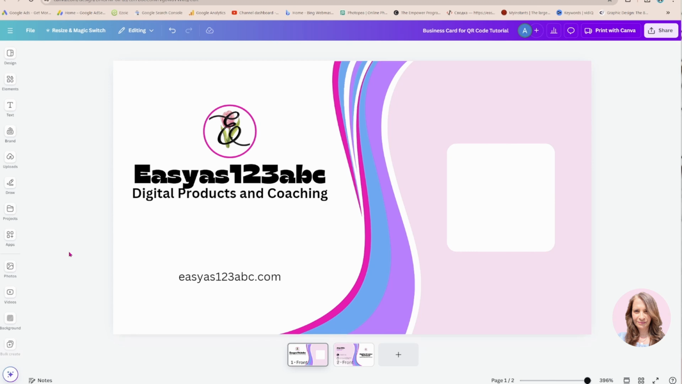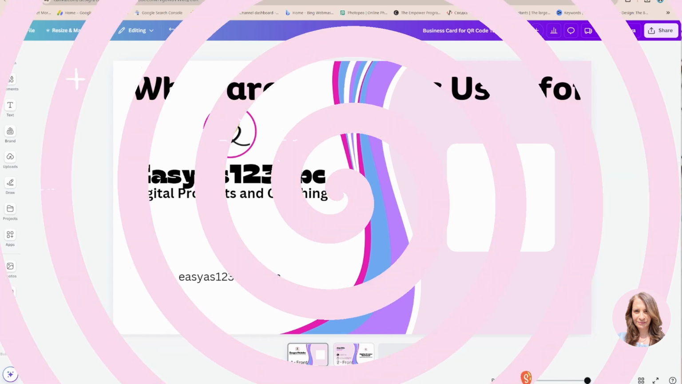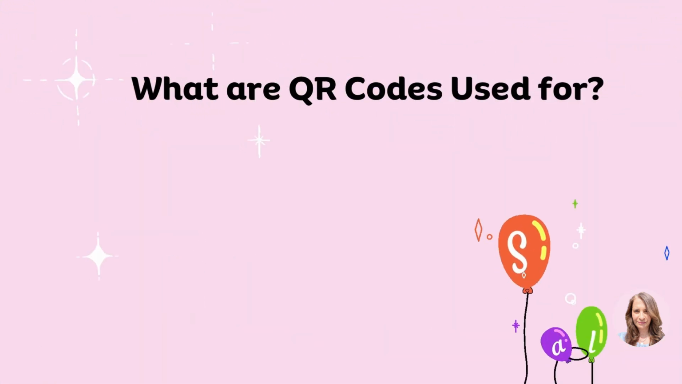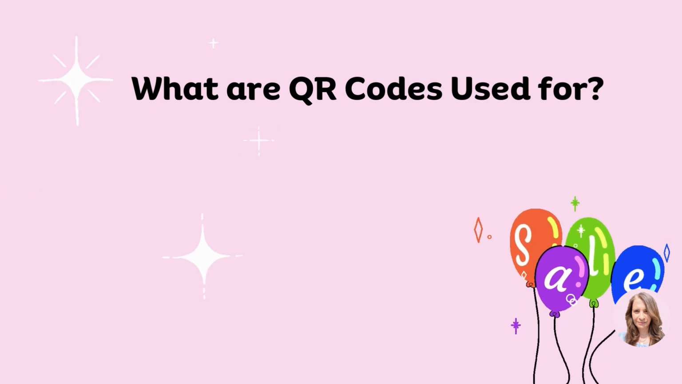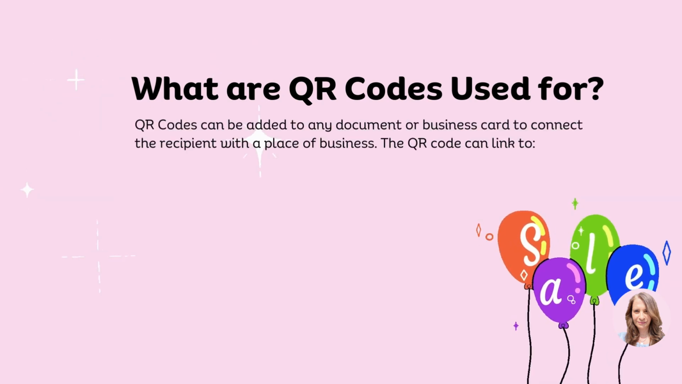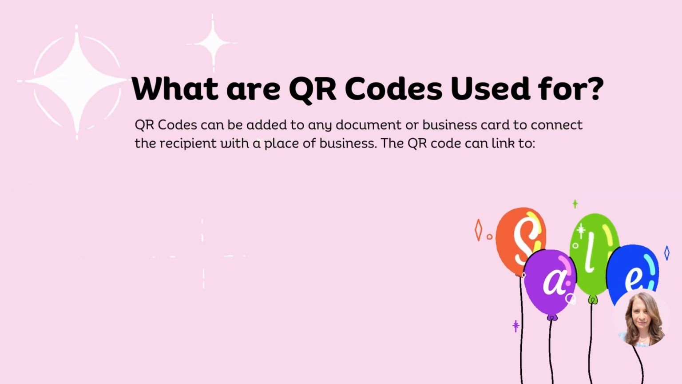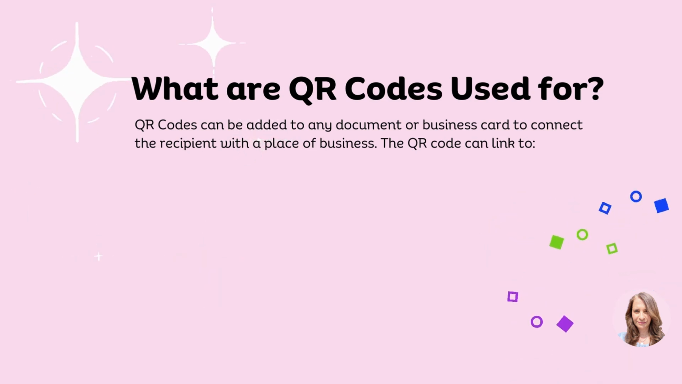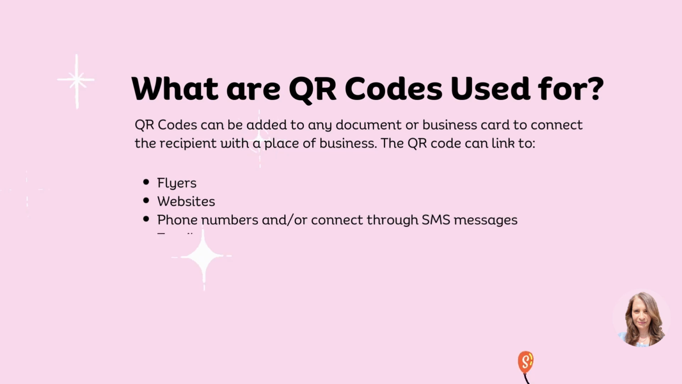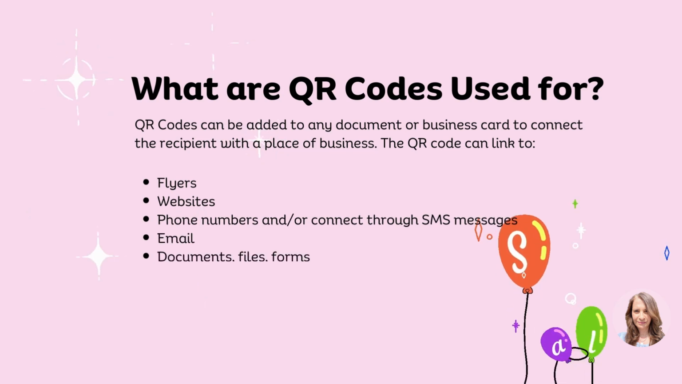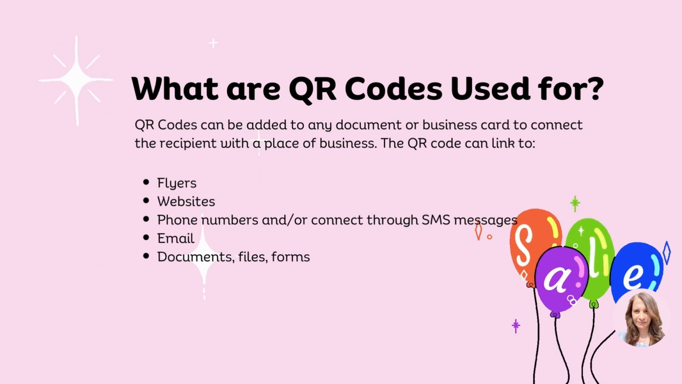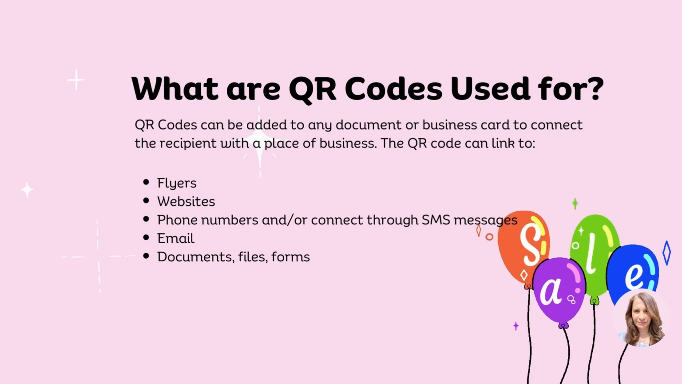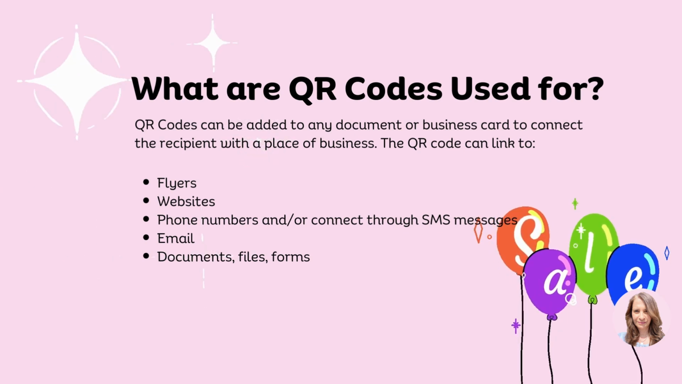So we can use QR codes to link to a flyer. You can use a QR code to link to a website. You can use a QR code to link to a phone number for SMS messaging. And you can also use a QR code to link to an email address. And I'm sure there are plenty of other things that we can use QR codes for.